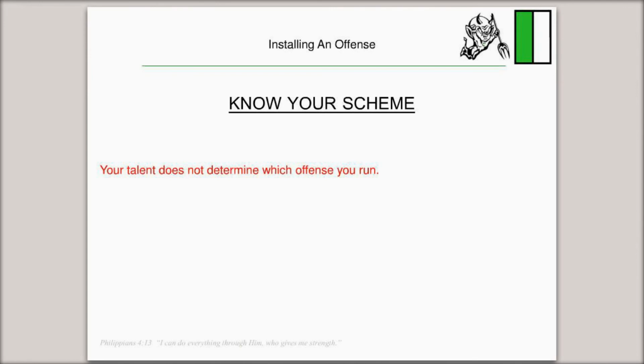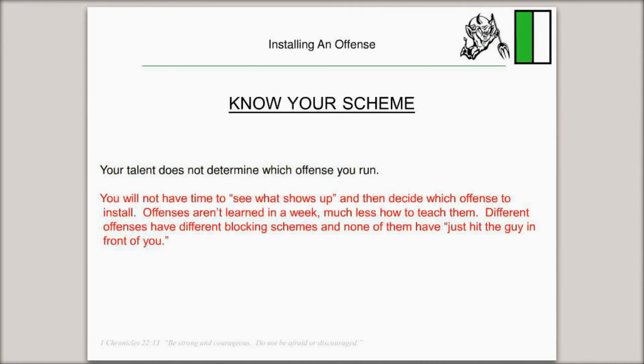Do you really know the scheme? And here's how you can tell. First thing that I hear when I interview coaches in the Durham Eagles organization, prospective coaches, I ask them what's your offensive scheme going to be. And they inevitably say, I'm going to wait and see what my talent is before I decide what to run. Well, your talent does not determine which offense you run, because you're not going to have time to see what shows up and then decide which offense to install.